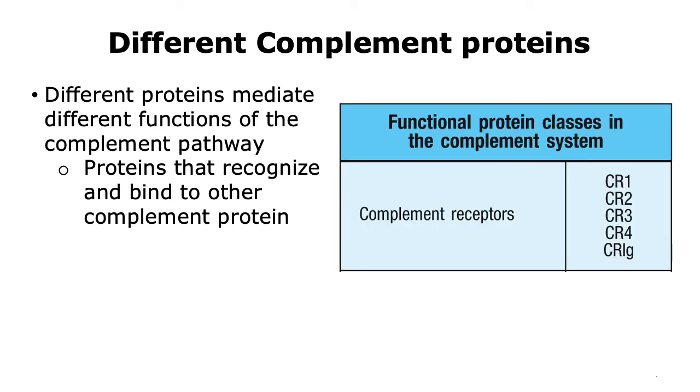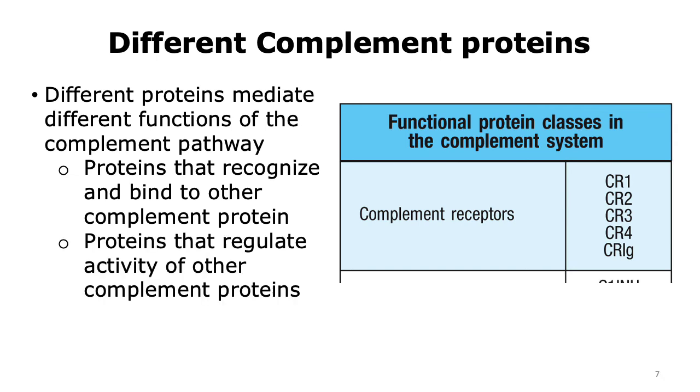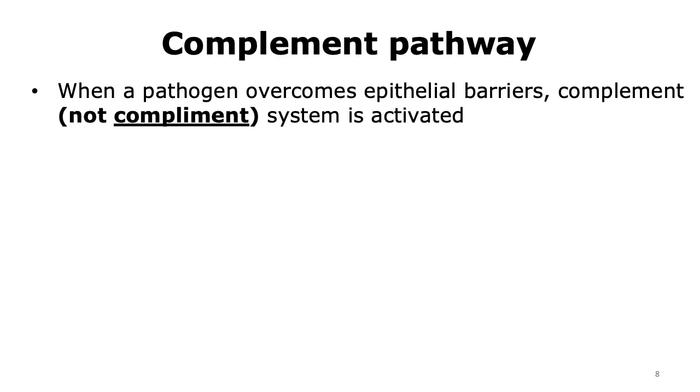We also have complement proteins that are able to bind to other complement proteins, and hence they function as complement receptors. They're normally present in the phagocytic immune cells and help in the removal of complement that is bound to a pathogen. There are other complement proteins that are also able to regulate the activity of other complement proteins, and this way they're able to regulate any collateral damage that can happen to the host cells when the complement pathway gets activated.